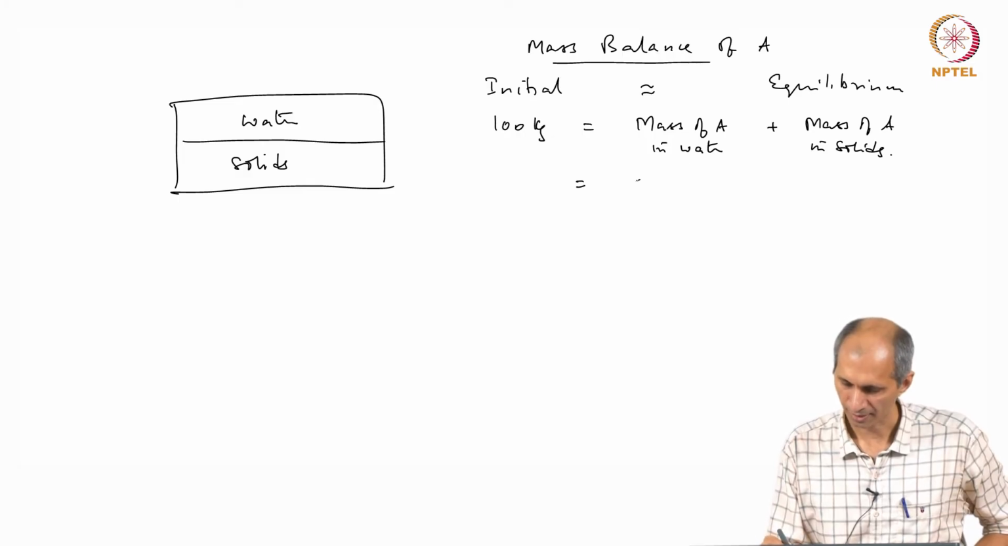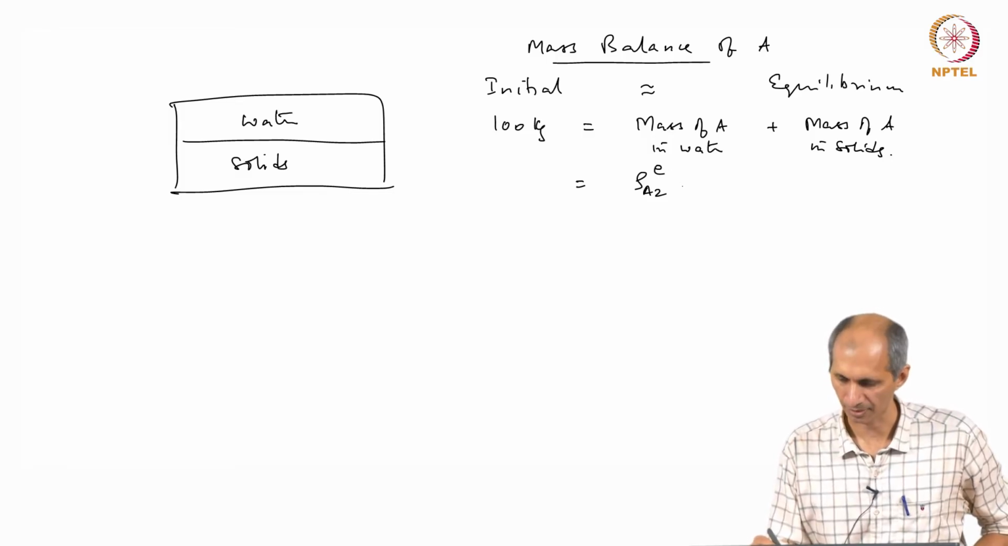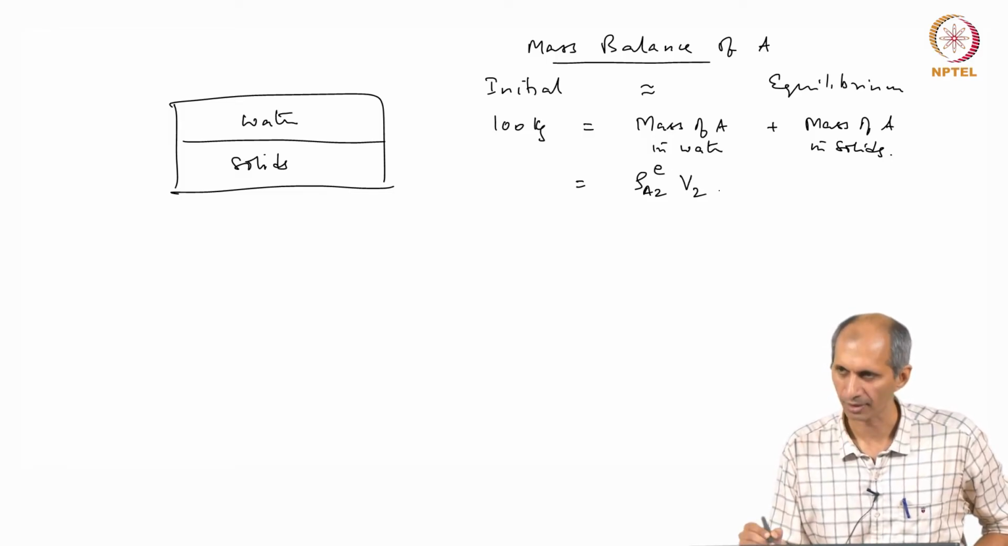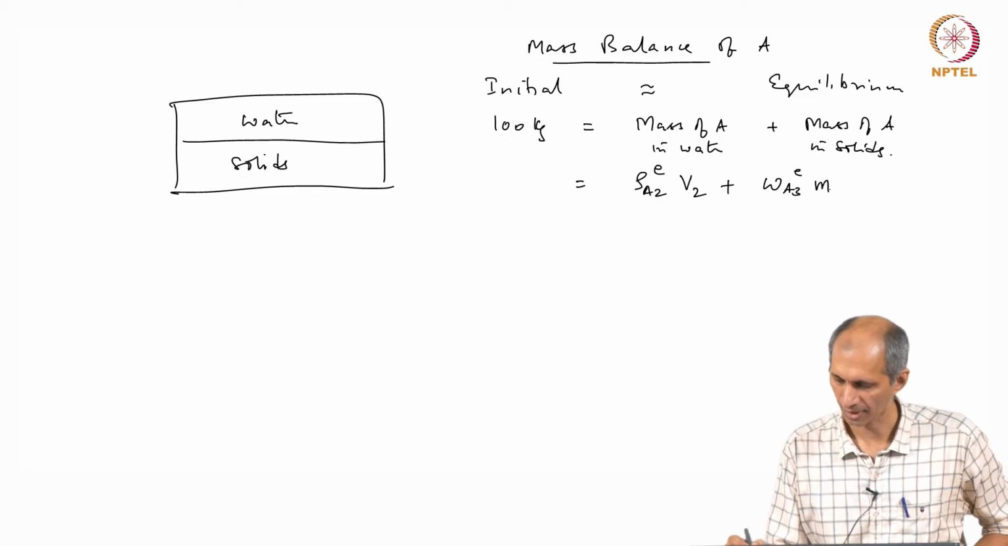It is the concentration of A in the water at equilibrium, which we will call rho A2 equilibrium, times the volume of water, plus W A3 equilibrium times the mass of solids.